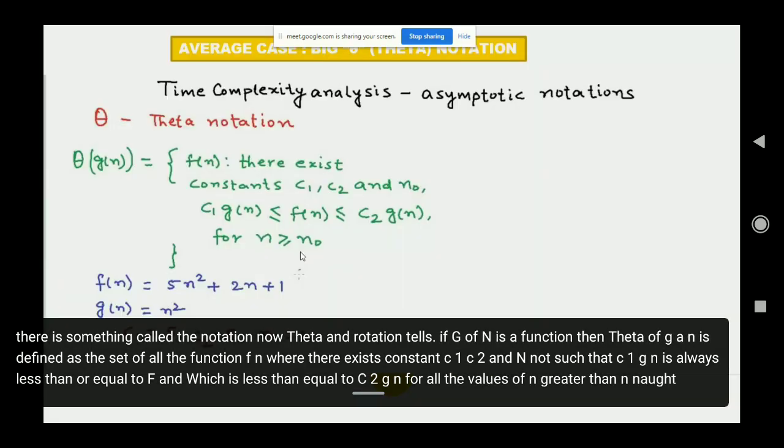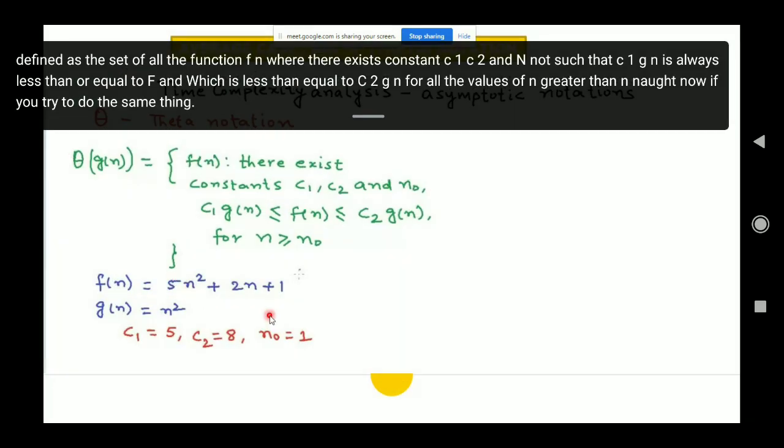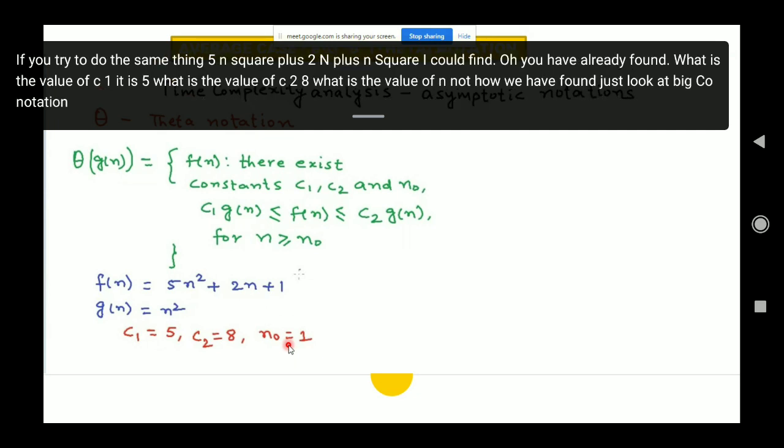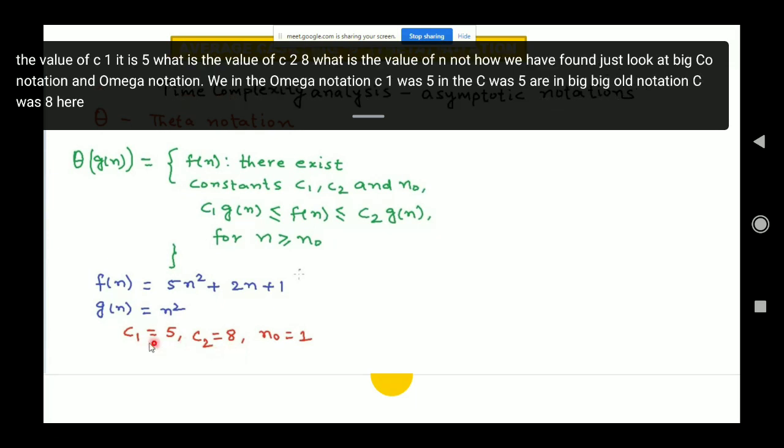Now if you try to do the same thing, 5n square plus 2n, I could find, or you have already found, what is the value of c1, it is 5, what is the value of c2, 8, what is the value of n naught. How have we found it? Just look at big O notation and omega notation. In the omega notation, c was 5, and in big O notation, c was 8. Here, instead of c, we are talking about c1 and c2.